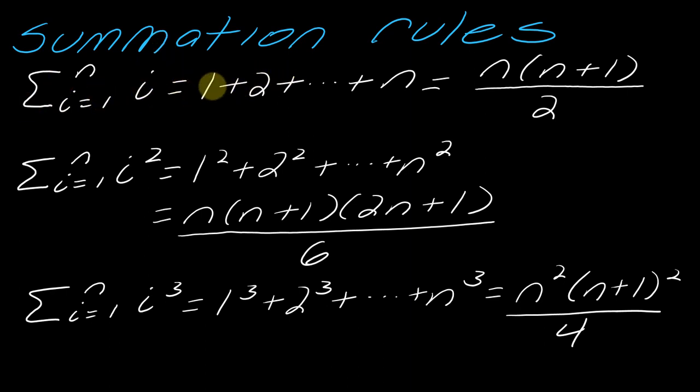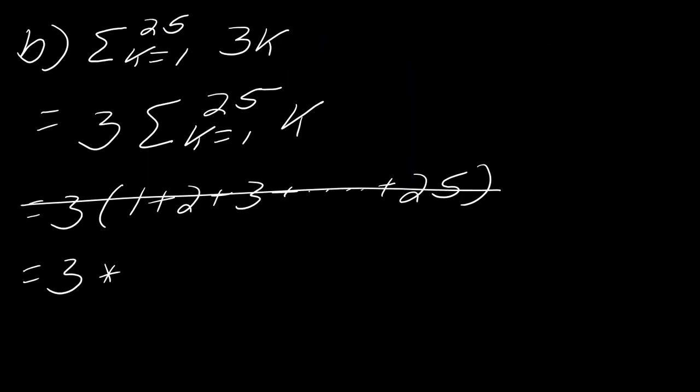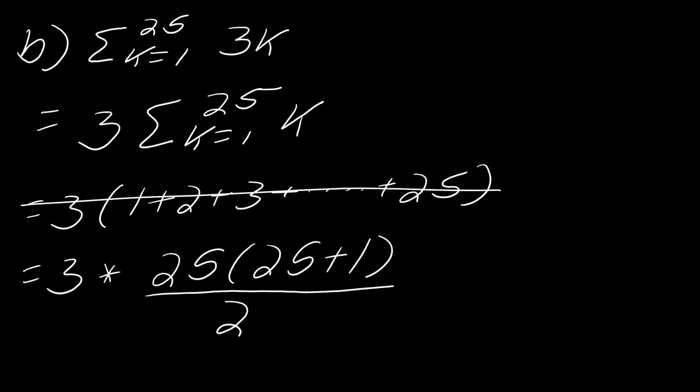Since I'm just summing up all those terms from 1 to 25, I can use this formula here. Where there's an n, I'm now going to replace it with a 25. So this is going to be 3 times 25 times 25 plus 1 divided by 2. I can take 3 times 25 times 26 and then divide that by 2 to get 975. So that's the value of this sum. And this was a lot faster to calculate than sitting there trying to add up 25 different terms.